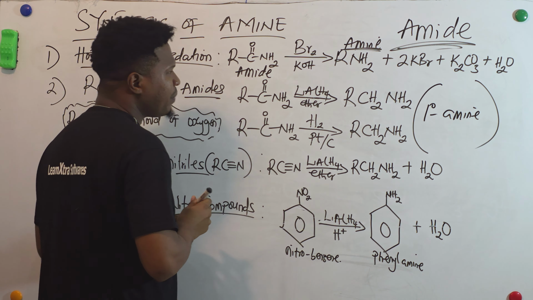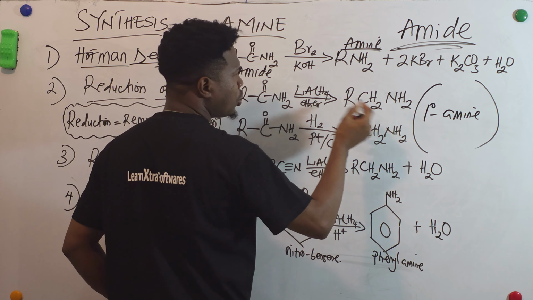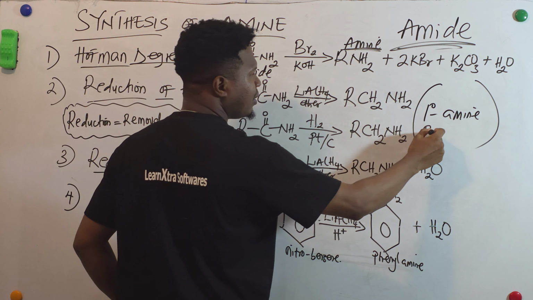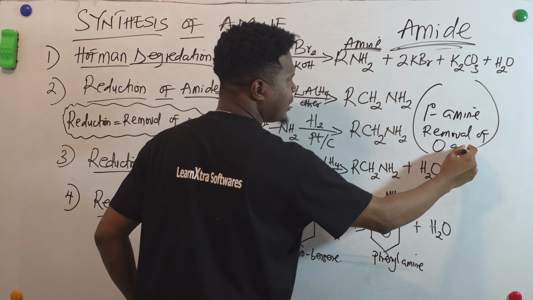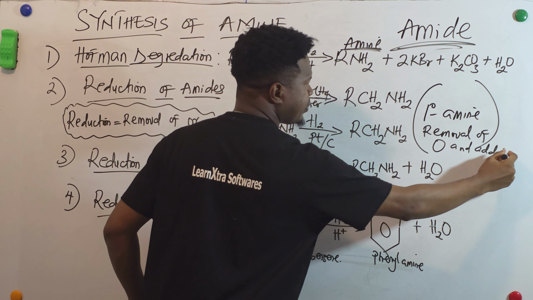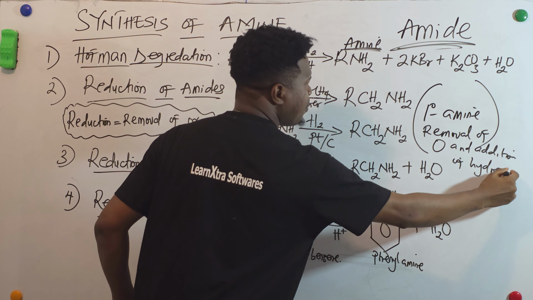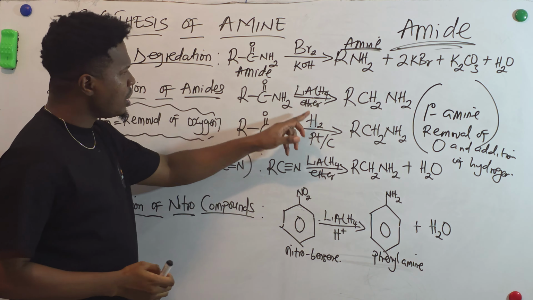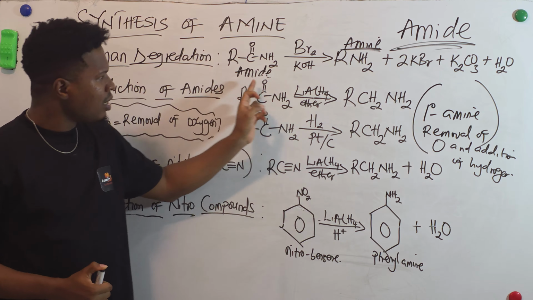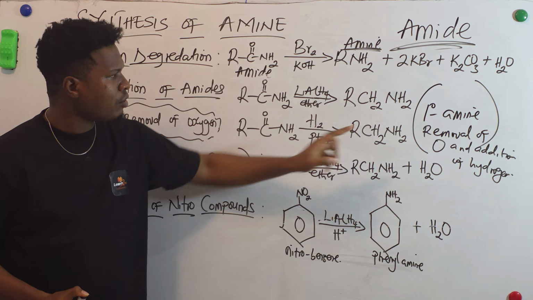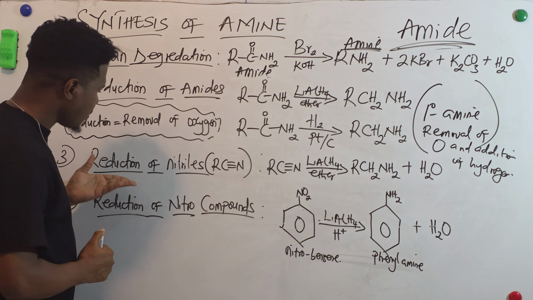Remember that reduction is simply removal of oxygen and addition of hydrogen. So what we simply did here is remove this oxygen and add hydrogen to form this. If you notice, the oxygen was removed and hydrogen was added. Okay, so the second to the last one is reduction of nitriles.